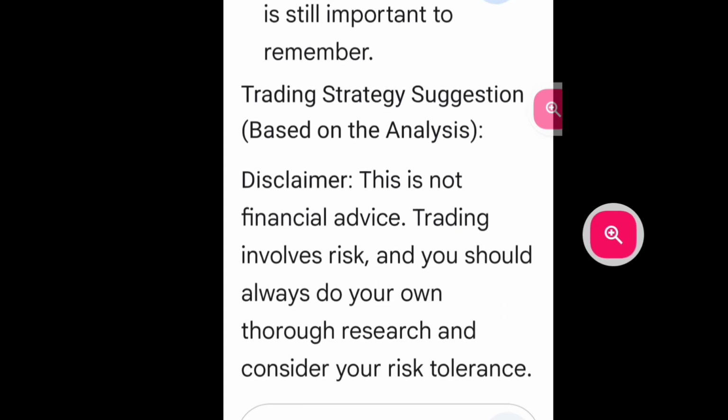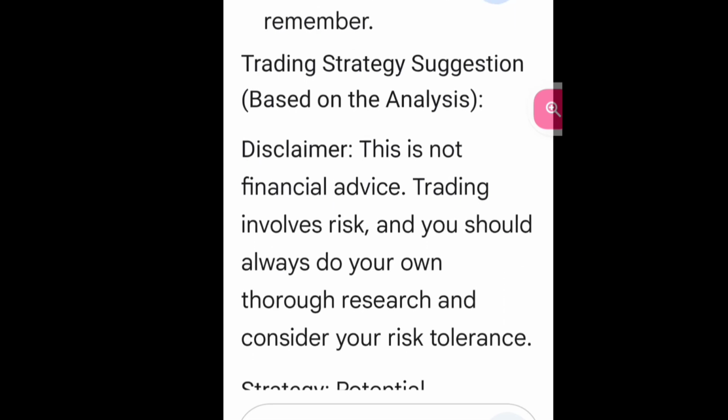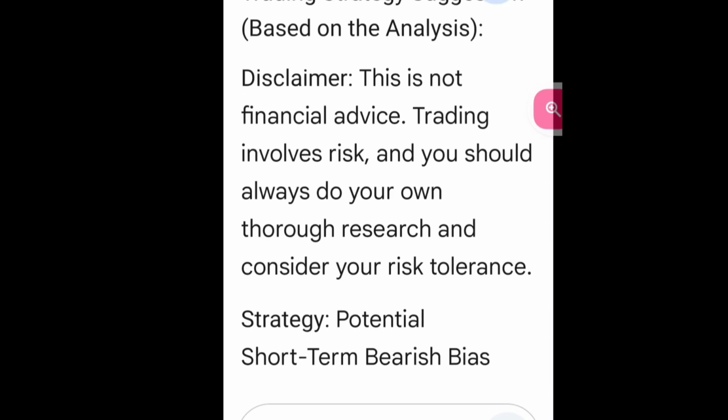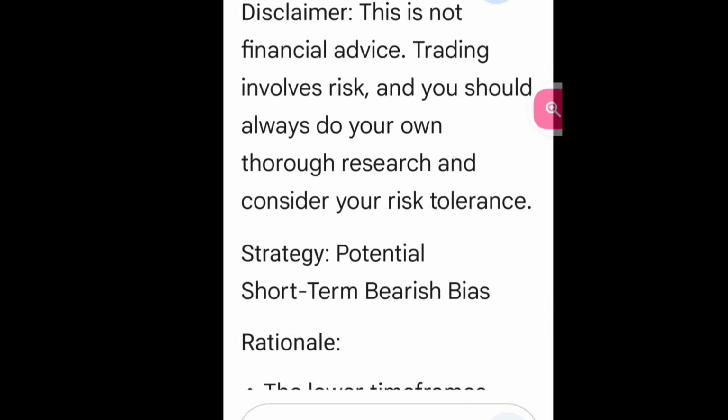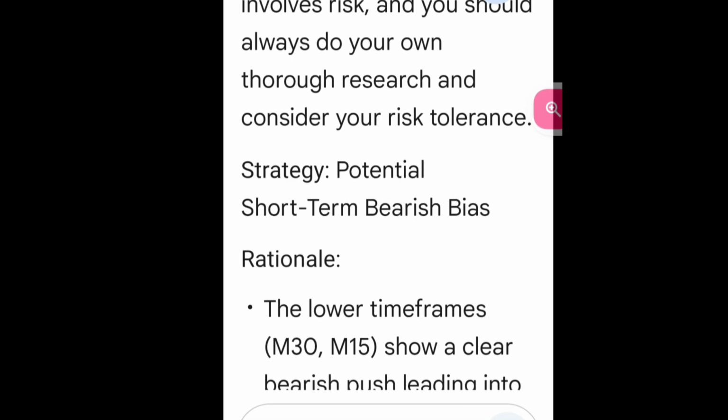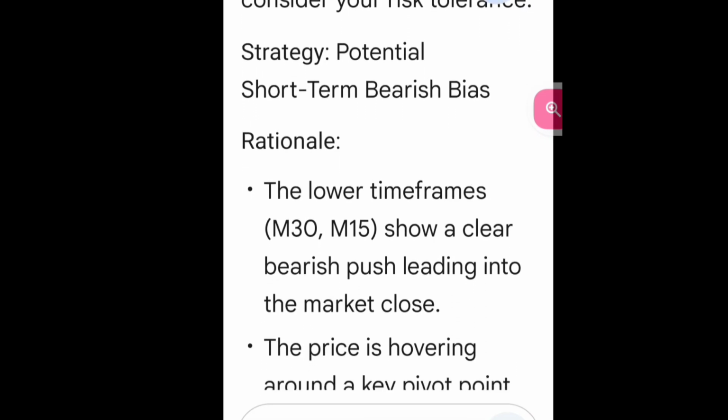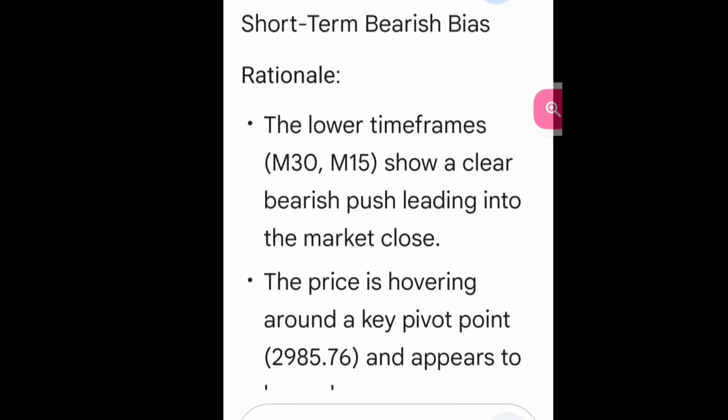Trading strategy suggestion based on the analysis. Disclaimer: this is not financial advice. Trading involves risk, and you should always do your own thorough research and consider your risk tolerance. Strategy: potential short-term bearish bias.